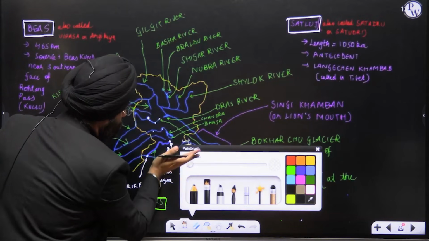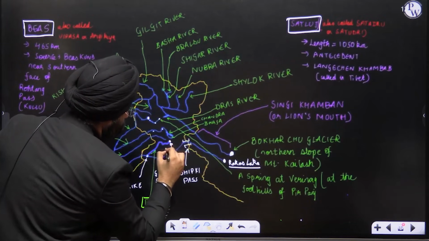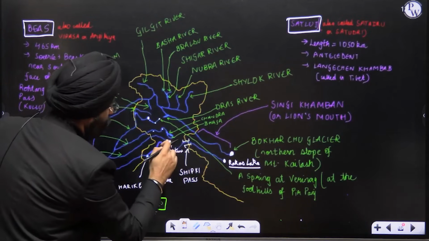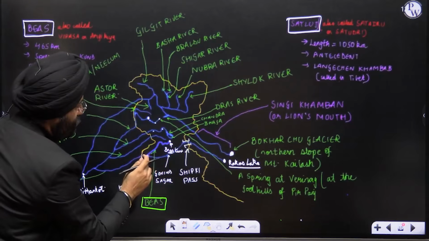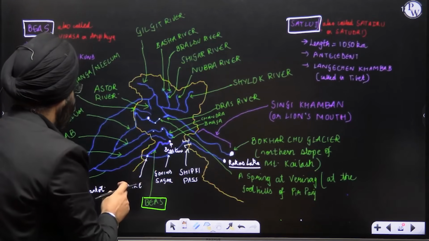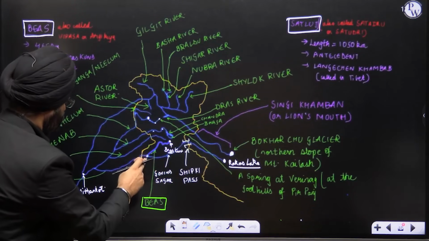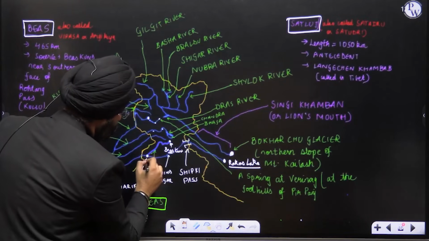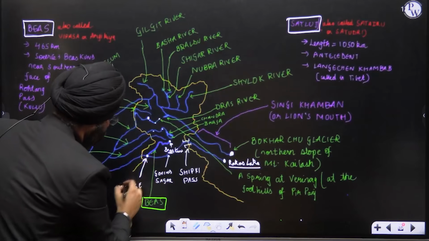Let us decrease the font. Known as Beas Kund. From where it originates, then it moves. It merges with your Satluj river at Harike. Now, which is this point? This is Harike.